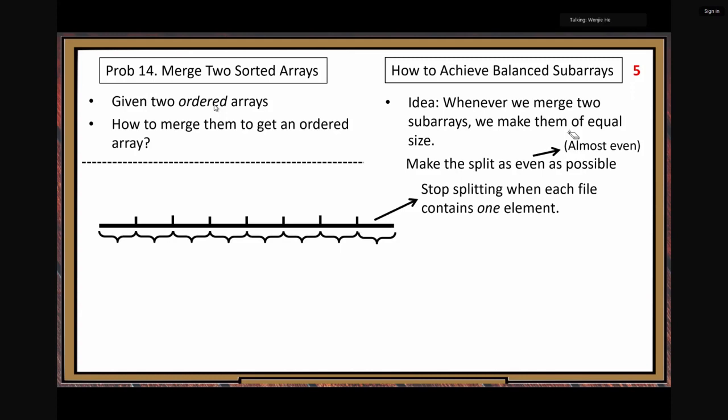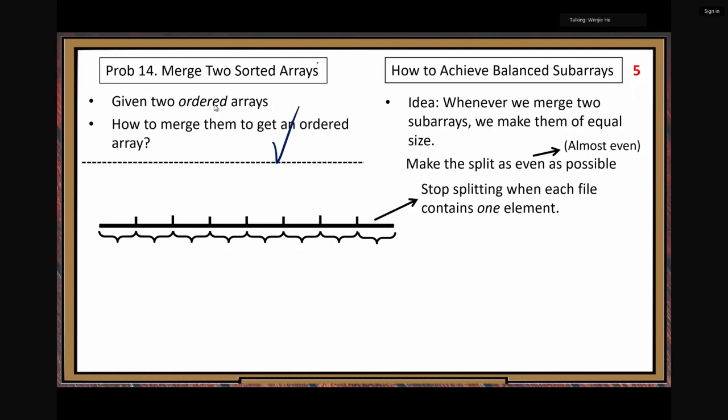After that, you merge two adjacent subarrays. We apply the solution. Here we assume we can find that solution easily. We will look at that solution later. But if we can solve this problem number 14, then we merge two adjacent subarrays and apply that solution.